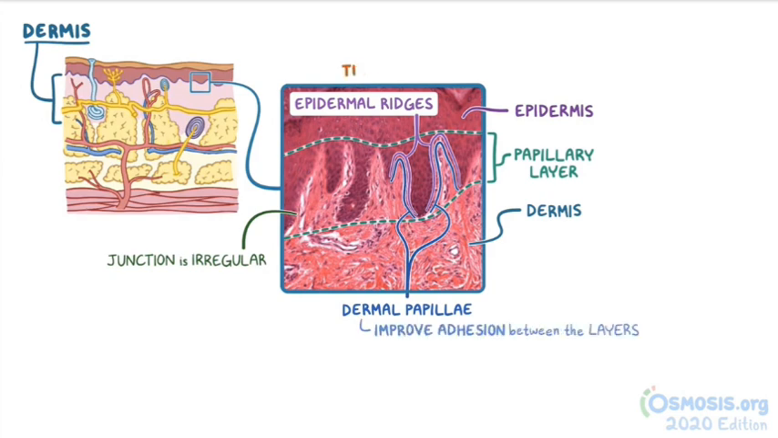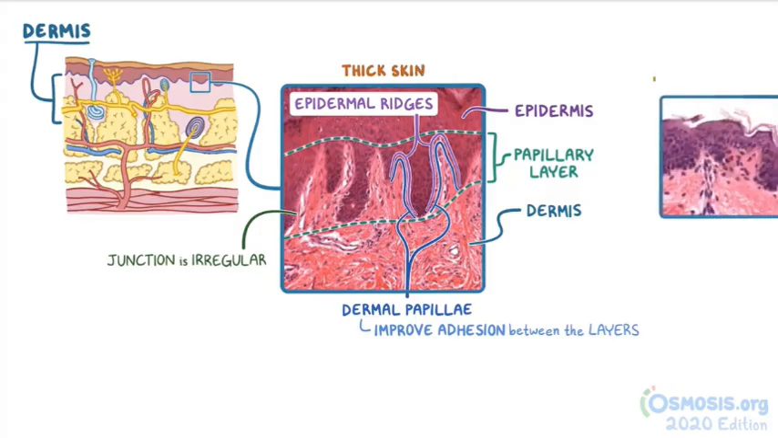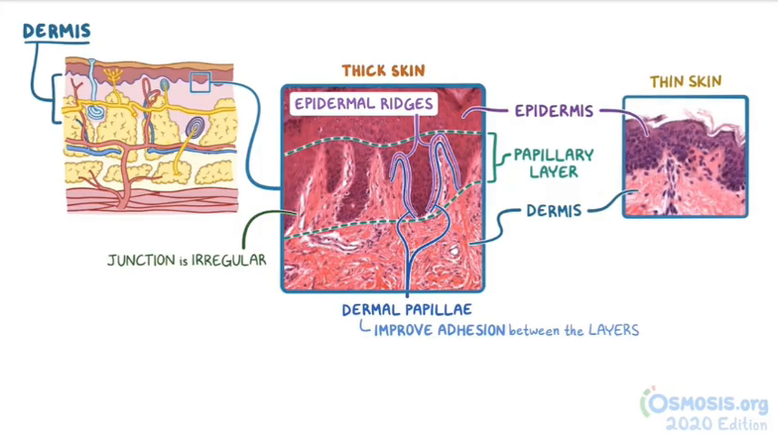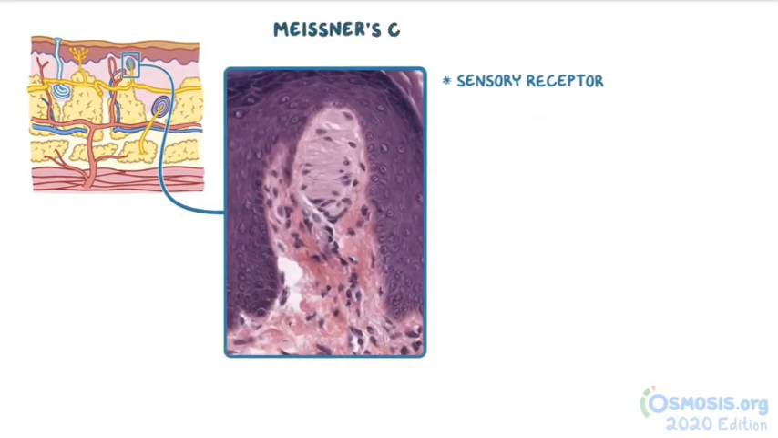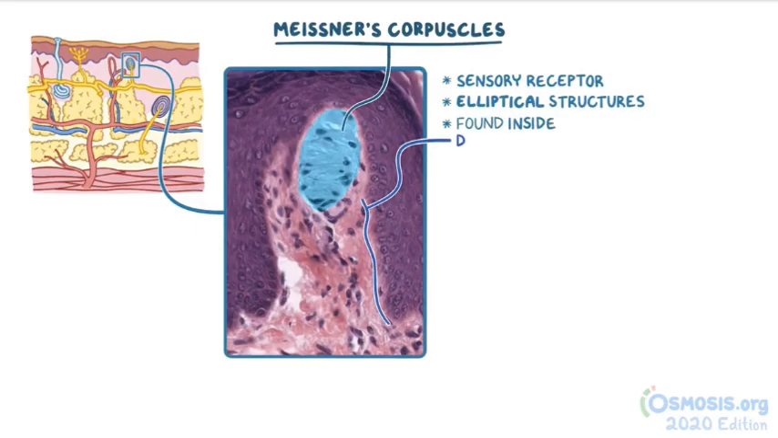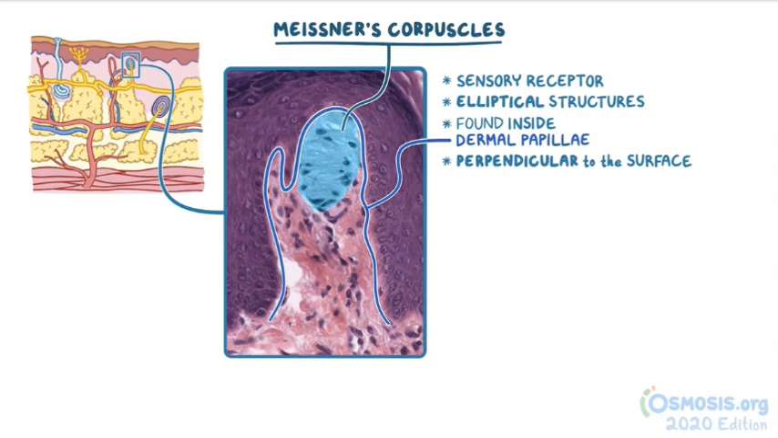This image is from thick skin. If we compare it to thin skin at the same magnification, the dermal papillae in the thin skin are noticeably smaller, which makes the papillary layer thinner as well. Sensory receptors called Meissner's corpuscles are found in the dermis. These elliptical structures are found inside dermal papillae and are positioned perpendicular to the surface of the skin. They function as mechanoreceptors, which means they sense or respond to physical pressure or movement of the skin.